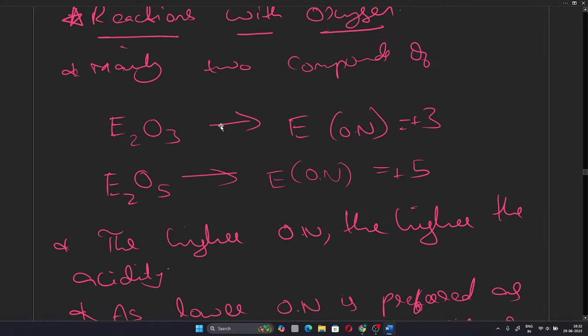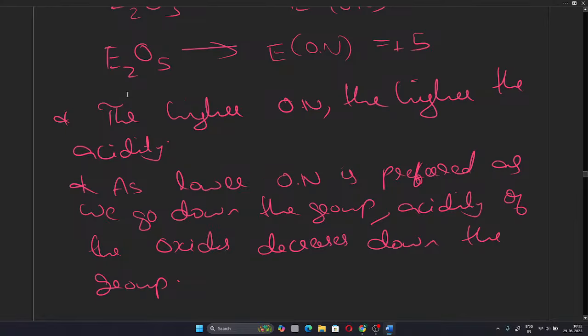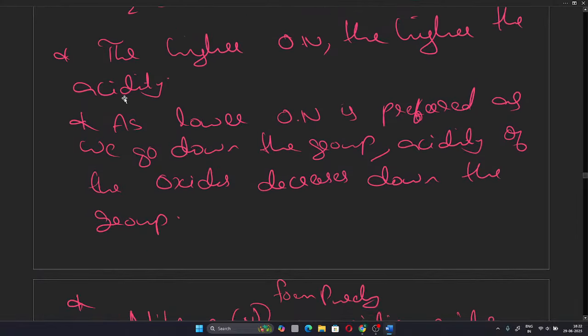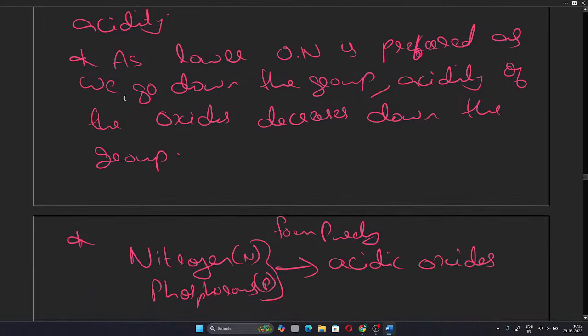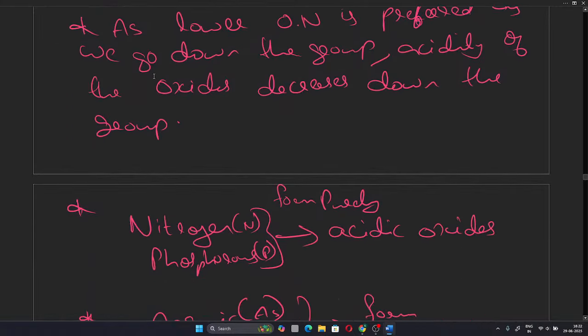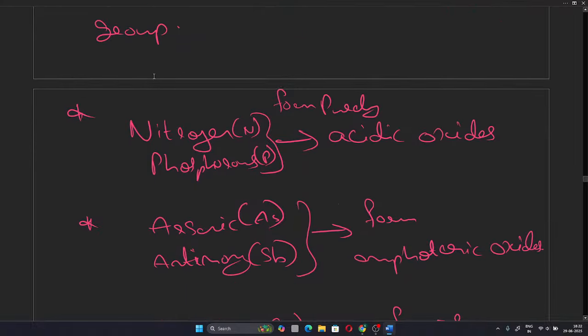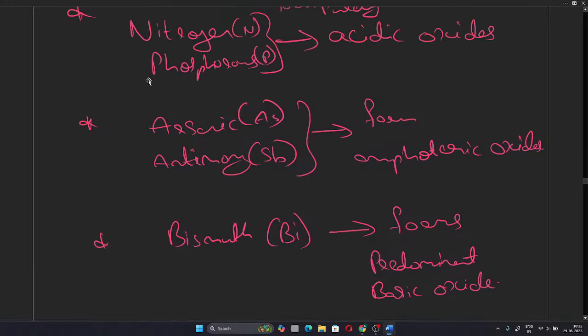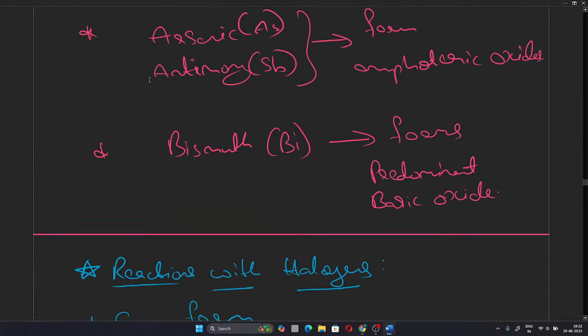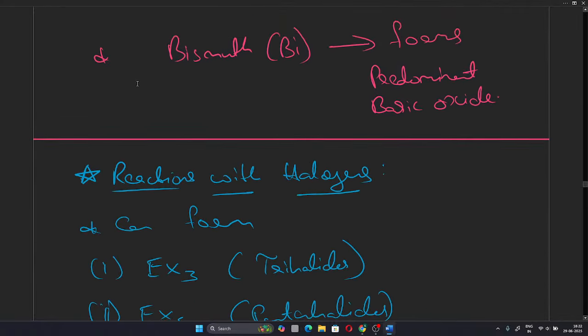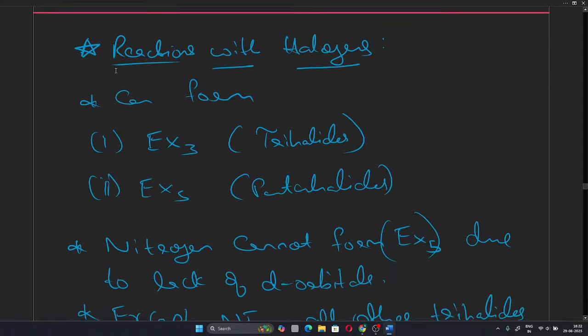Reactions with oxygen, mainly two compounds, E2O3 and E2O5, are formed. The higher the oxidation number, the higher the acidity, as lower oxidation number is preferred as we go down the group. Acidity of the oxides decreases down the group. Nitrogen forms purely acidic oxides, phosphorus and arsenic and antimony form amphoteric oxides. Bismuth forms predominantly basic oxides.